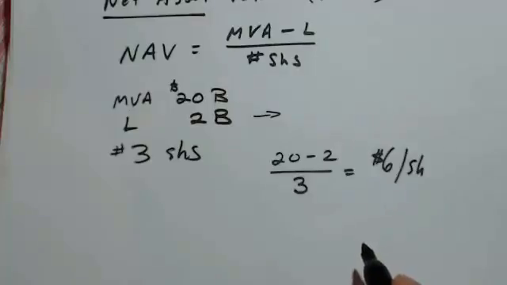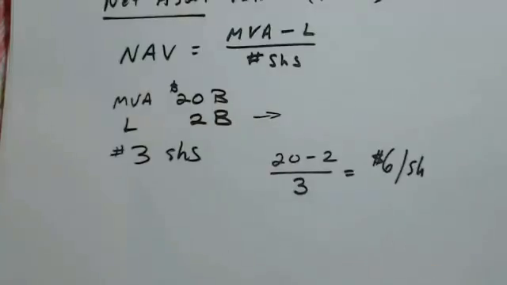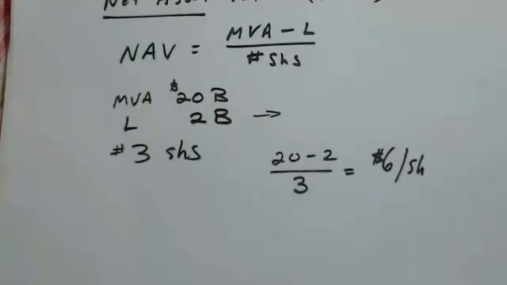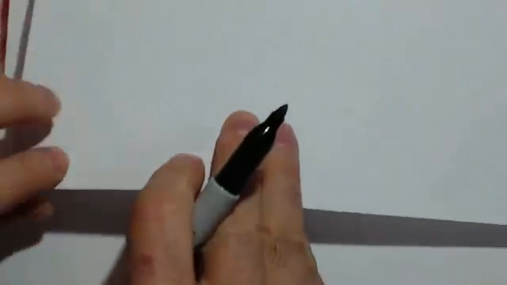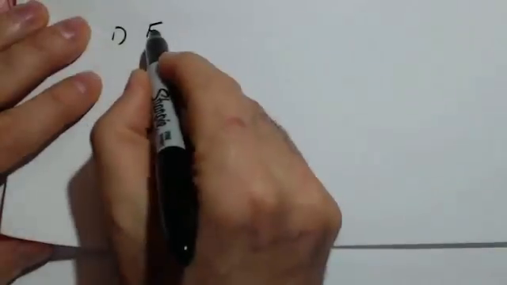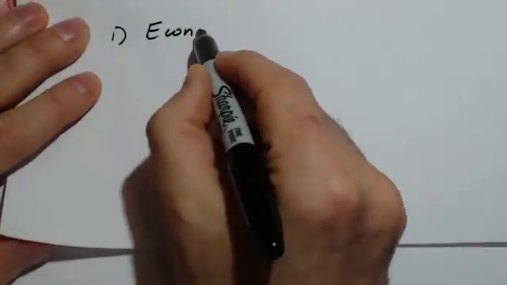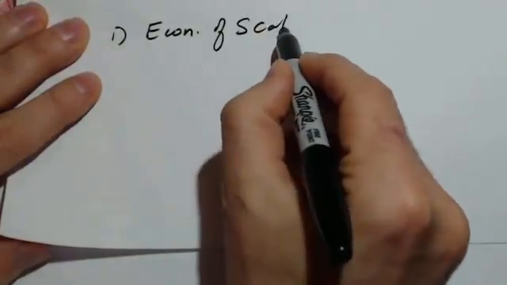Okay, now let's talk about the motivation for investment companies. Now that we know a little bit about them, okay? There's a couple of reasons for investment companies. The first one happens to be economies of scale.